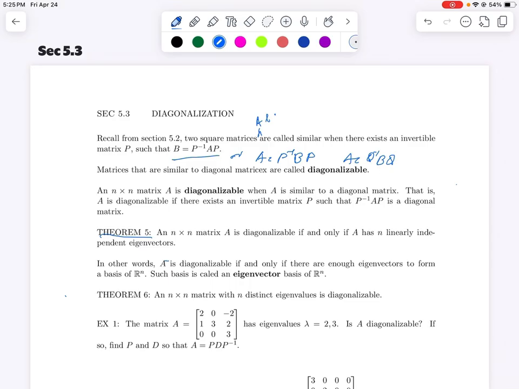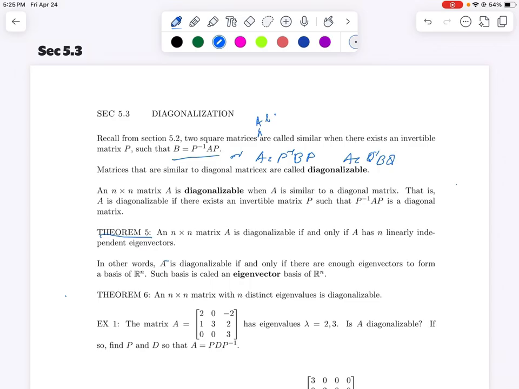Theorem 6. An n by n matrix with n distinct eigenvalues is diagonalizable. If the matrix has n distinct eigenvalues, then for each eigenvalue you will get one eigenvector. So there will be n eigenvectors which are linearly independent, so they can form a basis for Rn.